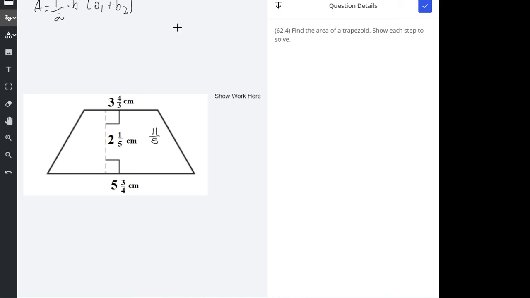11/5. Great. The base number 1, 3 times 3, 9, plus 4, it is 13/3. And the last one, 5 times 4, 20, plus 3, 23/4. And here are my numbers as improper fractions. Remember to do it, okay, guys? Let's do it. A half of my height, 11/5, times 11/5 plus base number 1. My base number 1 is 13/3. My base number 2, mister, it is 23/4.